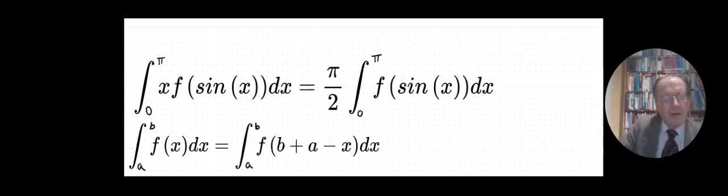And so I now show a description of the King's property: that the integral between a and b of f of x dx is the same as the integral between a and b of f of b plus a minus x dx. And so we now apply this to the example given.